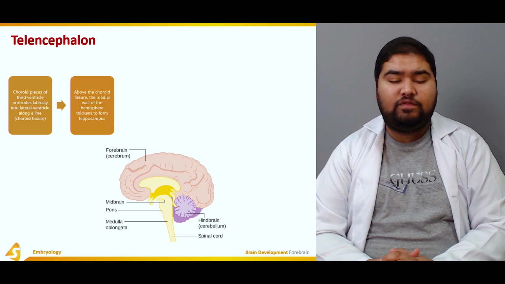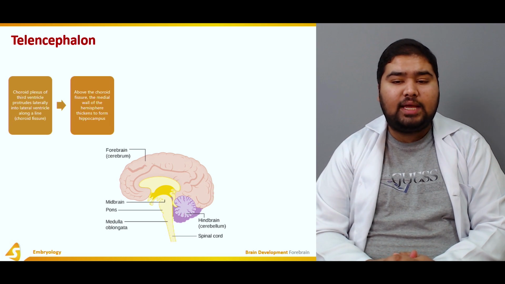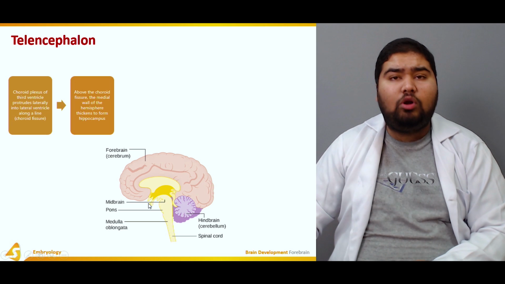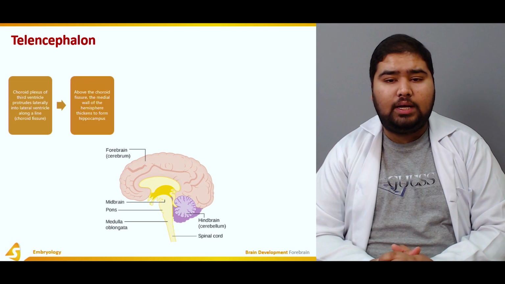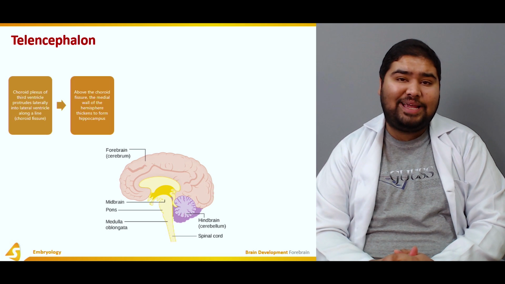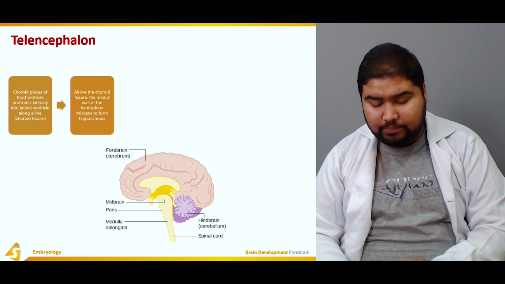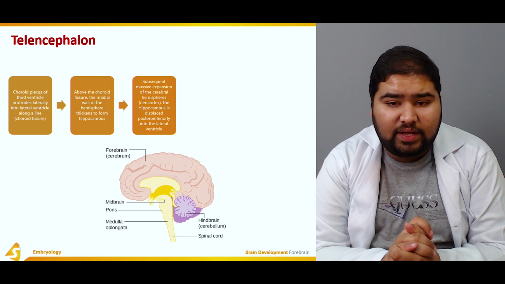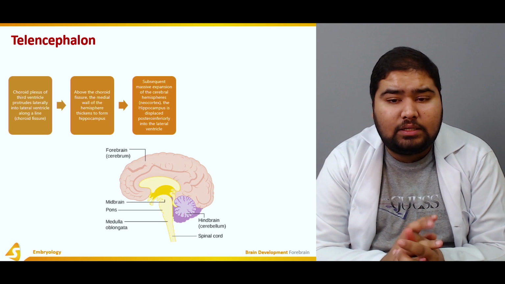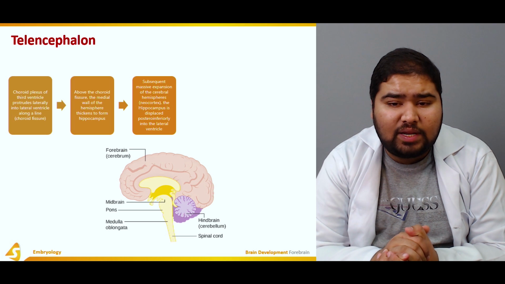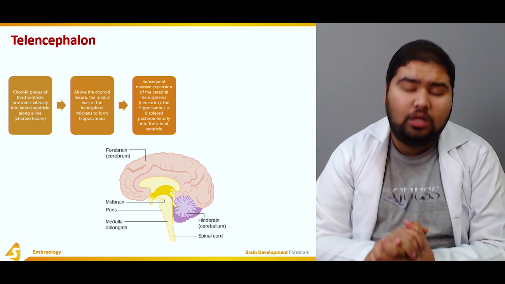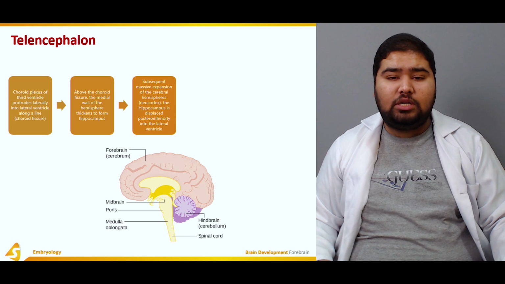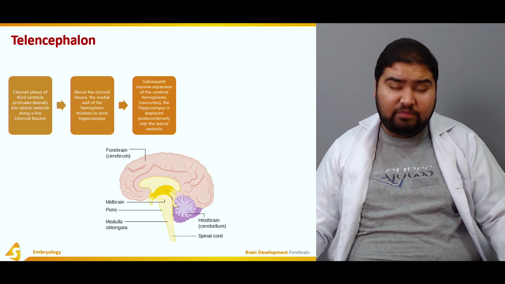Now, above the choroid fissure, the medial wall of the hemisphere thickens to form the hippocampus. Somewhere in this region, the medial wall of the hemisphere has thickened to form the hippocampus. Now, with the subsequent massive expansion of the cerebral hemispheres, the neocortex, the hippocampus is displaced posteroinferiorly into the lateral ventricle. So initially there is production of the hippocampus in the medial wall above the choroid plexus.